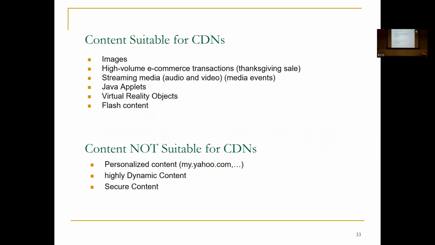So what contents are suitable? All the heavy kinds of images and static data will be suitable. Not suitable are personalized data, secure content, and highly dynamic content which changes very frequently. Then it's not good to go for the CDN. It will be very, very costly, because whenever you are accessing data through the CDN, you are paying for it. The company is paying for it.